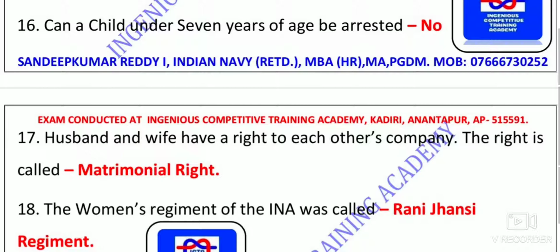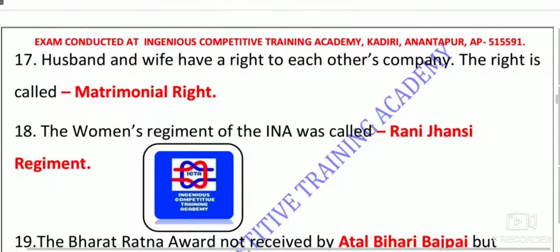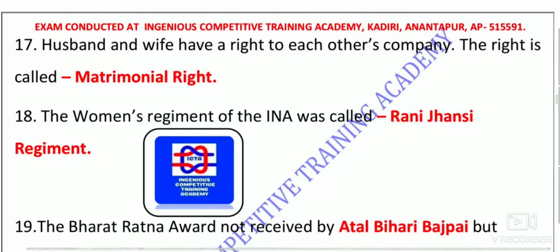He has to be taken care of by the parents. Husband and wife have a right to each other's company. The right is known as matrimonial right, because once they get married, they have a right to stay together. That is known as matrimonial right. Under this matrimonial right, they will be given the marriage registration certificate.